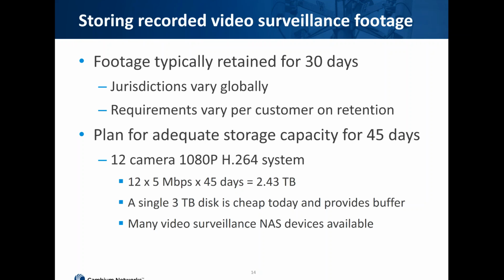So going back to our example of a 12 camera 1080p H.264 system, if we count up 12 cameras times 5 megabits per second times 45 days, that comes out to around 2.5 terabytes. Which seems like a lot of storage, doesn't it? But when you consider a single 3 terabyte disk is pretty cheap these days. Even if you got a NAS which were to provide redundancy, having 2 disks in there is a pretty cheap setup today. So that's definitely what I would recommend doing.